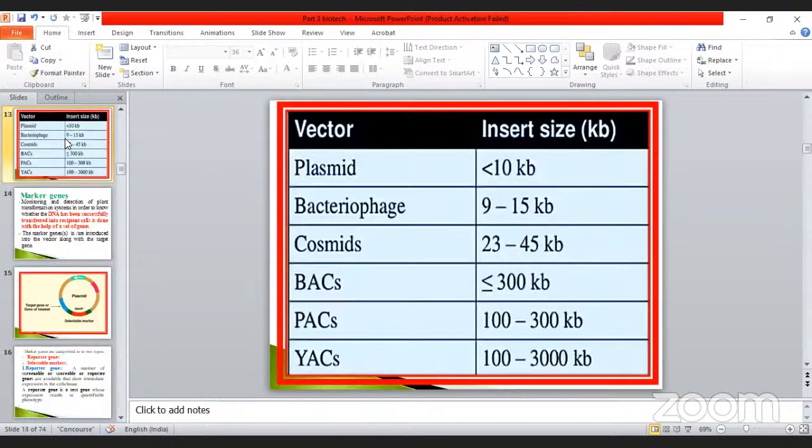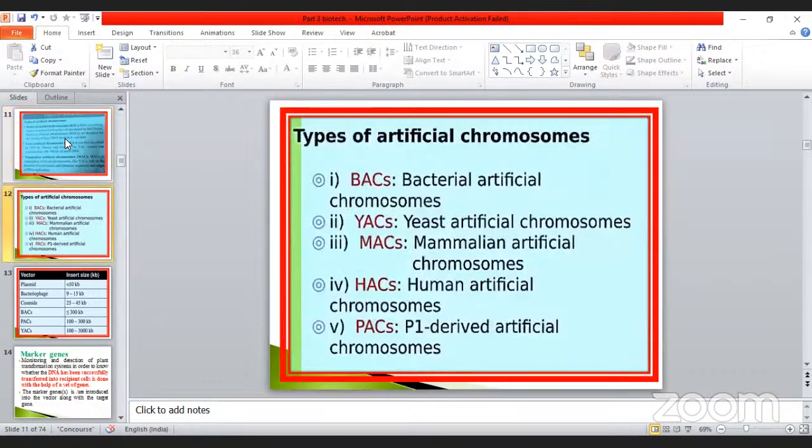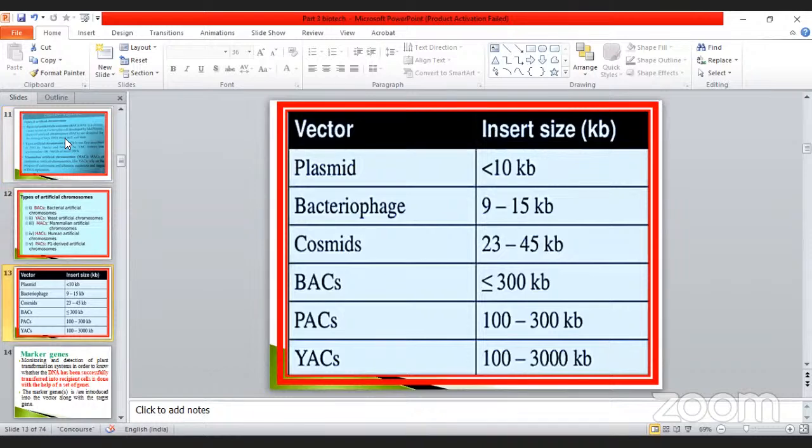Last class, what we have discussed already. What are the types of artificial chromosomes? Bacterial artificial chromosome, simply called BAC. Yeast artificial chromosome, YAC, and mammalian artificial chromosome, called MAC. Already we discussed. And then, what are the types of vector? Already about plasmid, bacteriophage, cosmid, PAC, YAC, and so on.